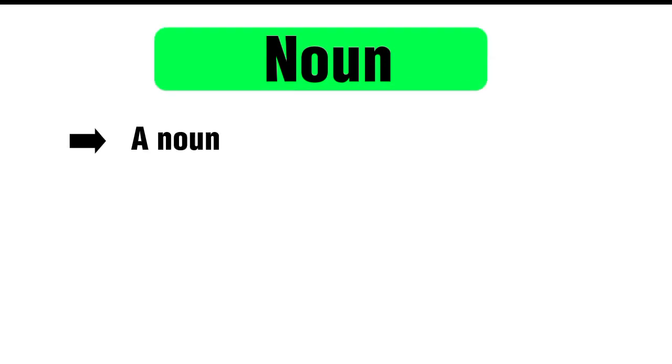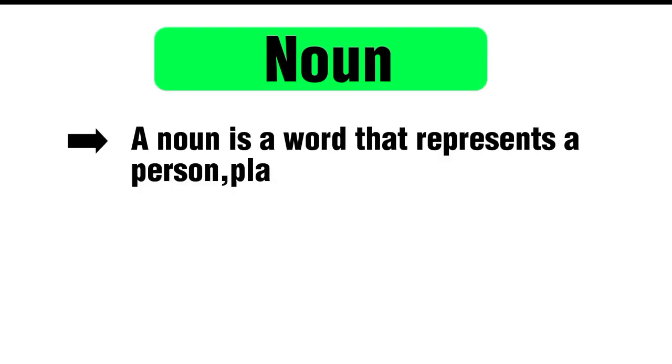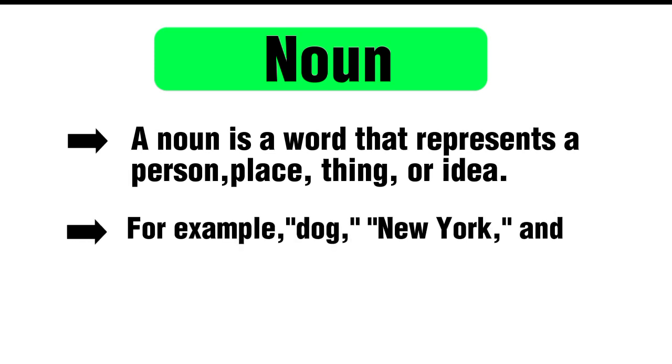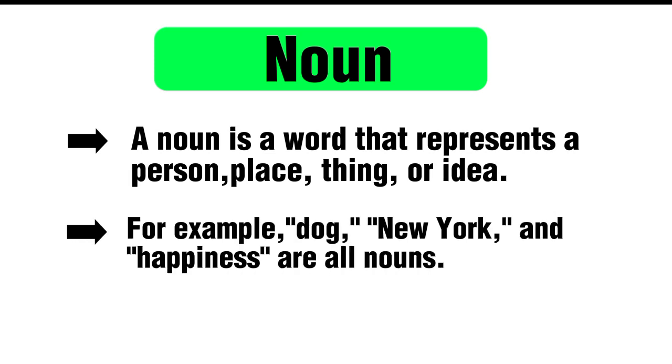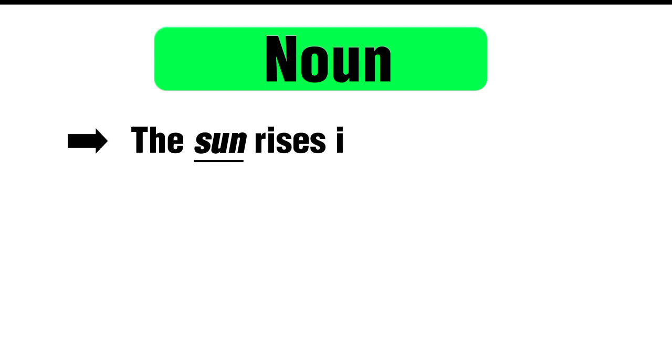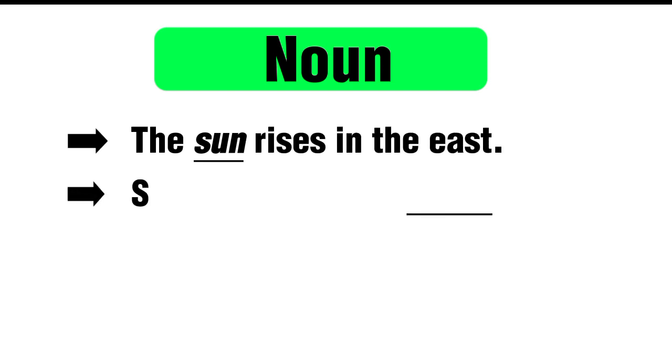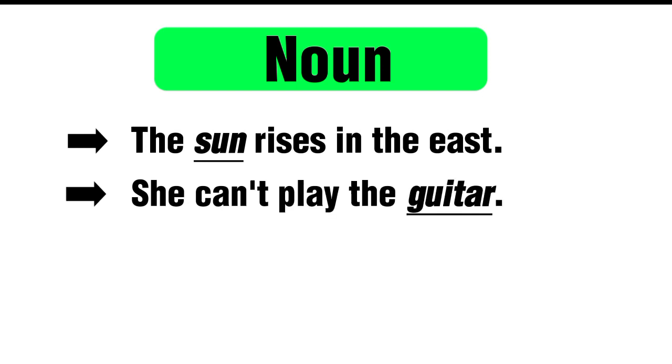Noun. A noun is a word that represents a person, place, thing, or idea. For example, dog, New York, and happiness are all nouns. The sun rises in the east. The noun in this sentence is sun. She can't play the guitar. The noun in this sentence is guitar.